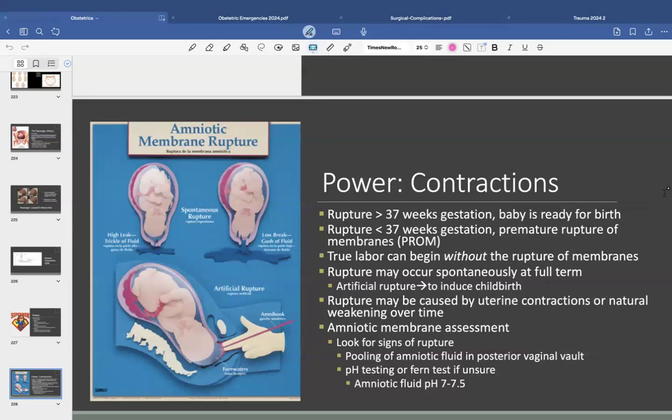If a mom has a prolonged pregnancy, or she's beyond her due date, maybe she's got gestational diabetes or high blood pressure, you might need to artificially rupture the membrane. Diabetes, hypertension, or beyond their due date.